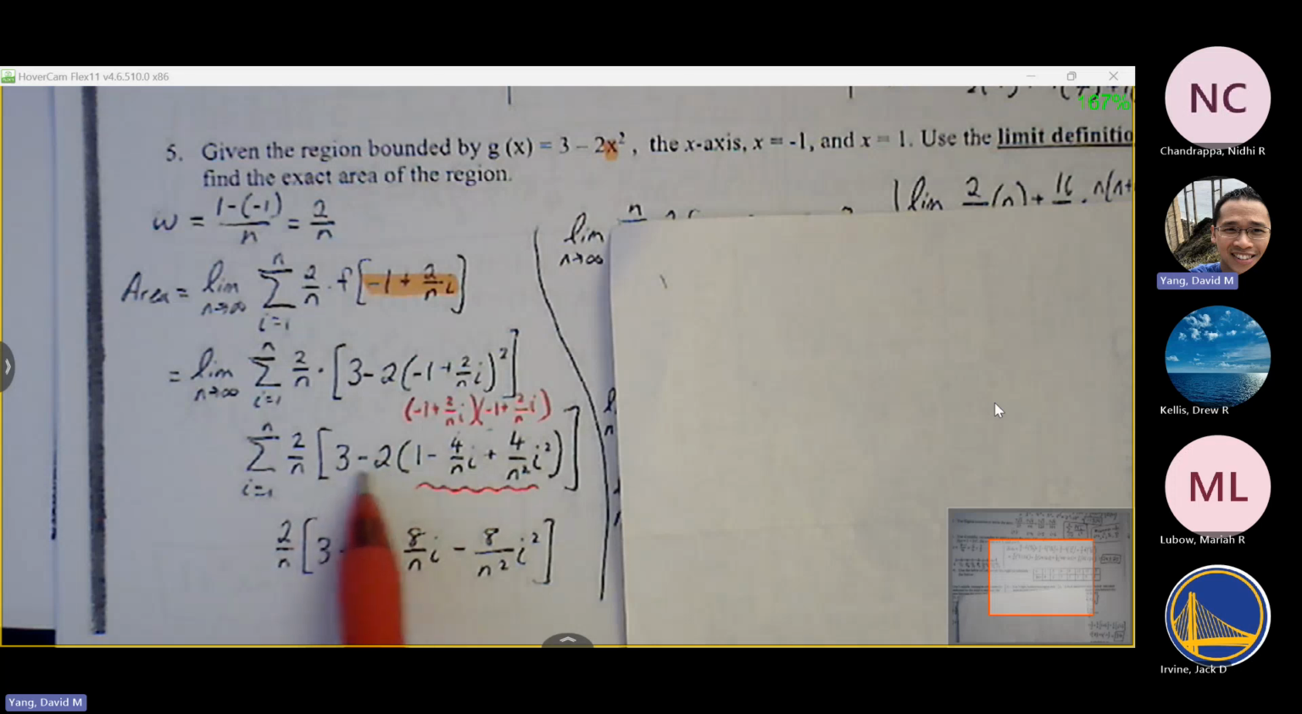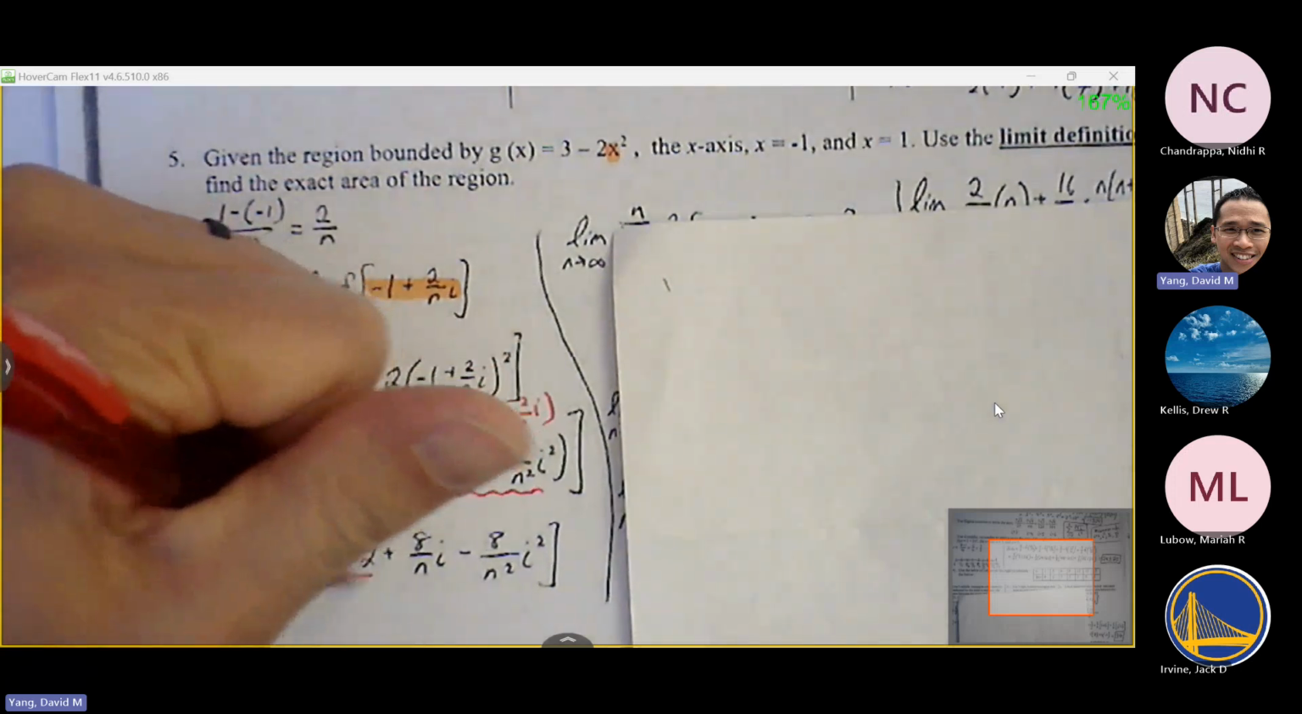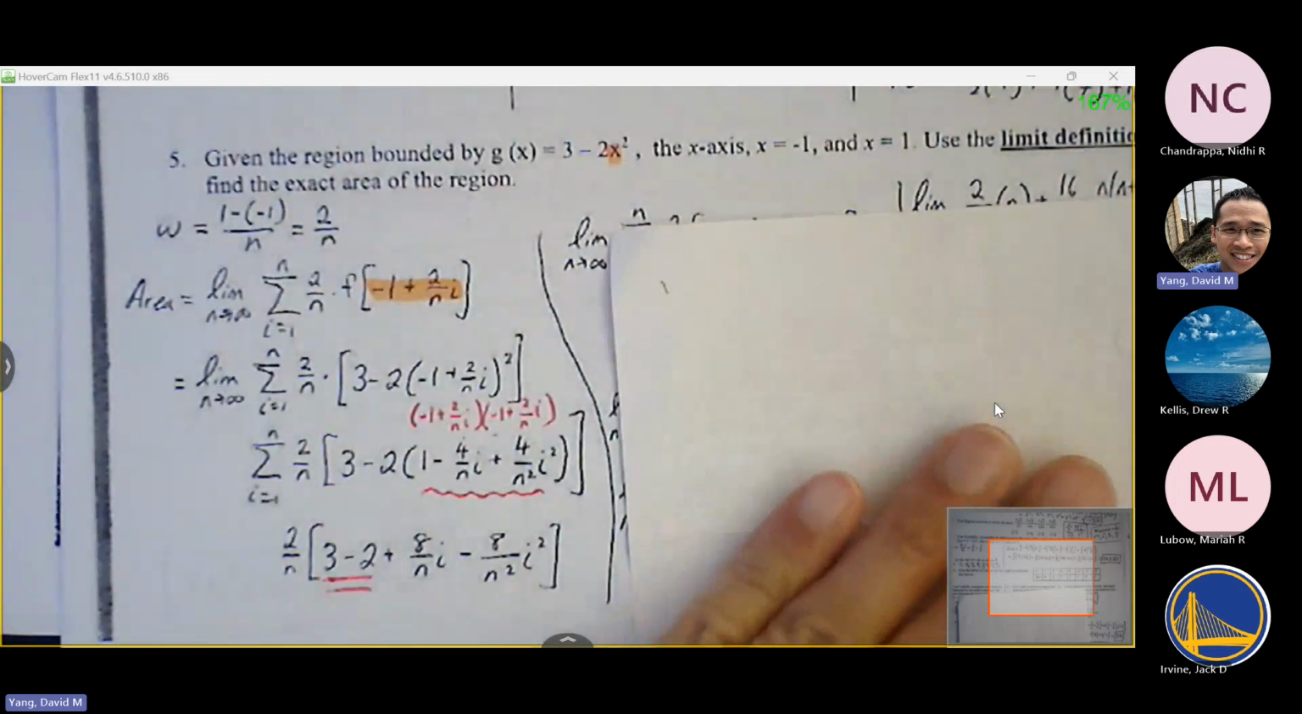I'm going to distribute a -2 through the parentheses. So -2 times 1 is -2. -2 times -4 over ni is positive 8 over ni. -2 times 4 over n squared i squared is -8 over n squared i squared. Combine some like terms. The 3 and -2 combine to be 1.